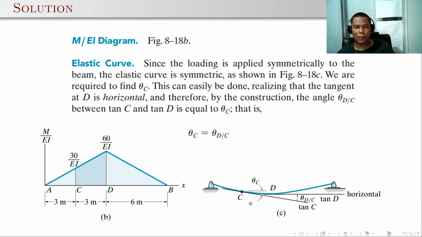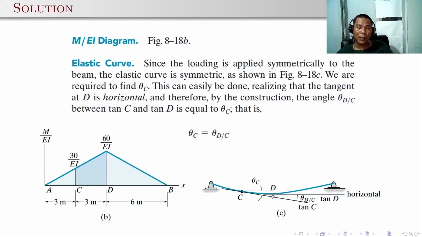And how do we determine this one? Also remember that at point D, since it's symmetrical, at the middle, the slope here is equal to 0. So the slope should be equal to 0 at the maximum deflection. So you can just draw the tangent line at point D. In this case, it's also horizontal. So the angle between the horizontal line at point D and the tangent line with respect to C is equal to theta D over C, or the angle theta of point D with respect to C.